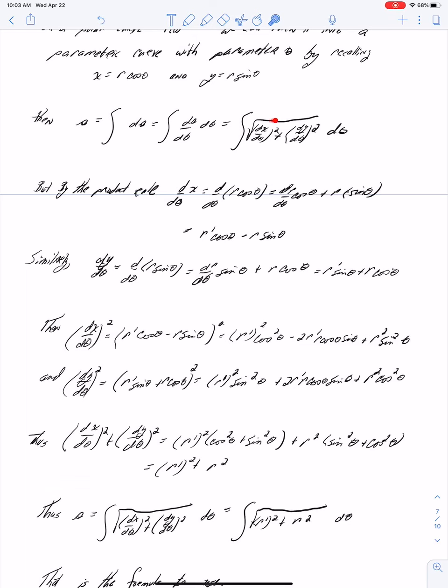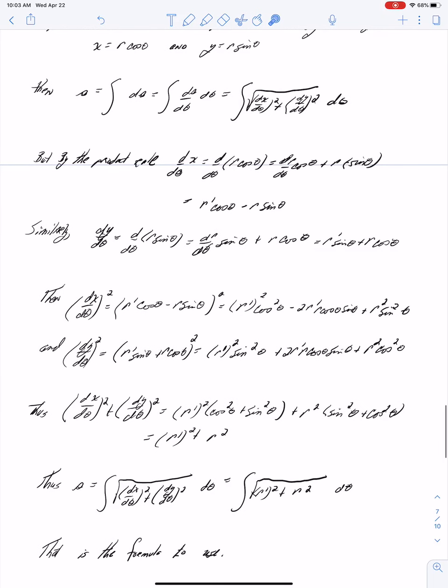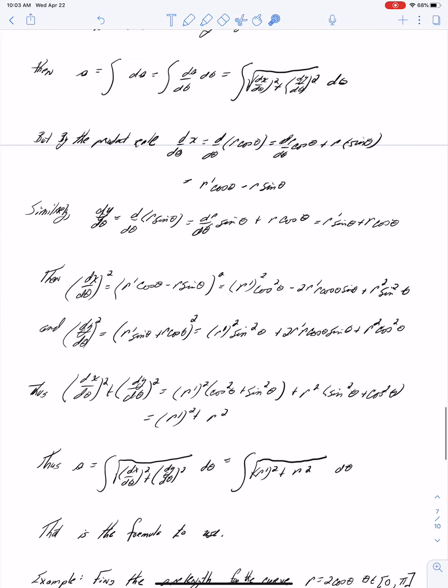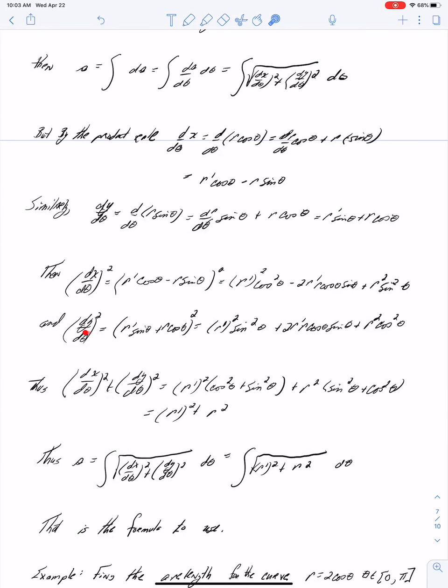Now, I'm shooting for what this inside thing looks like. So (dx/d theta) squared is, I just take this thing and square it. Here it is squared out: r prime squared cosine squared theta, twice the cross product, minus 2 r prime r cosine theta sine theta, plus the last squared, r squared sine squared theta. And I do the same thing for (dy/d theta) squared, and I get this ugly thing. But what happens when I combine these two, which is what I'm going to do under the square root?